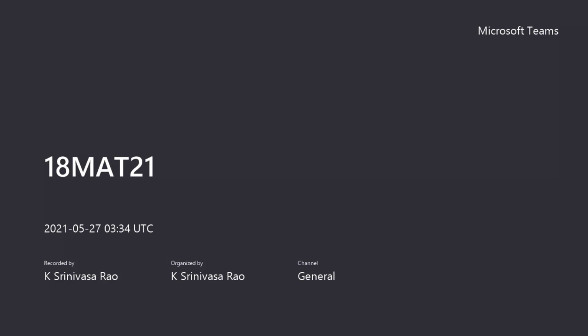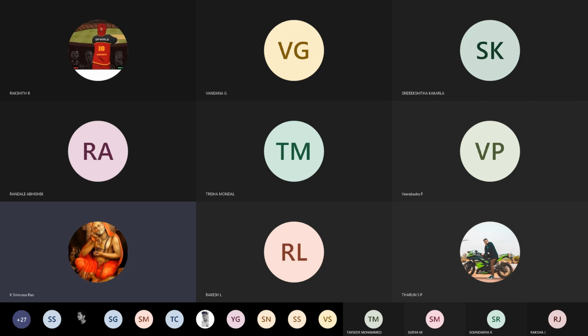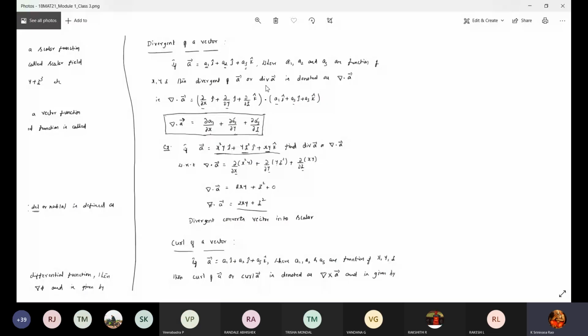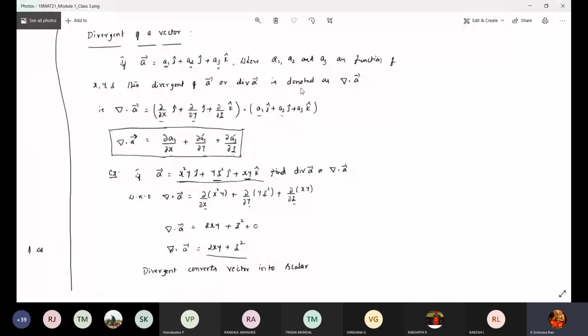Today we will solve the problems on divergence and curl. Divergence and curl are related to vectors only. The previous concepts we solved yesterday were for scalars, the gradient or grad phi. Now we will deal with vectors, and in between the gradient will also come.